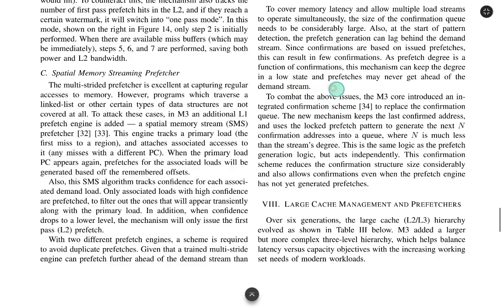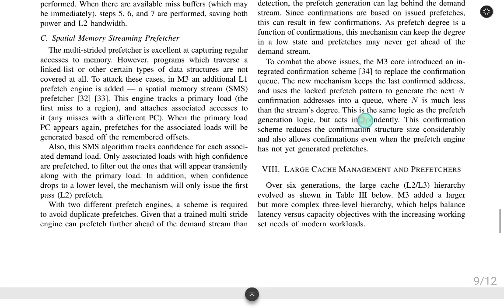To combat the above issues, the M3 core introduced an integrated confirmation scheme to replace the confirmation queue. The new mechanism keeps the last confirmed address and uses the locked prefetch pattern to generate the next n confirmation addresses into a queue, where n is much smaller than the prefetch degree, and this is the same logic as the prefetch logic design, but acting independently. This confirmation scheme reduces the confirmation structure size considerably and also allows confirmation even when a prefetch engine has not yet generated a prefetch.